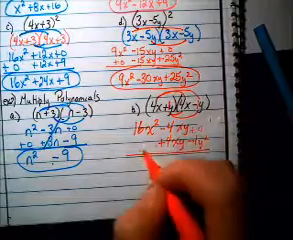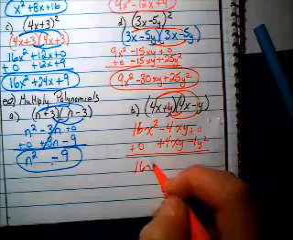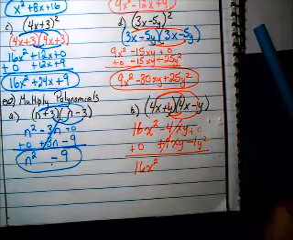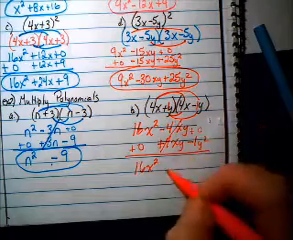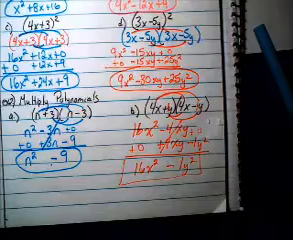Add your zeros and bring your answers down. I'll have 16x squared. This is a negative 4xy plus 4xy. That once again cancels out. And I just bring down the last term of negative 1y squared.